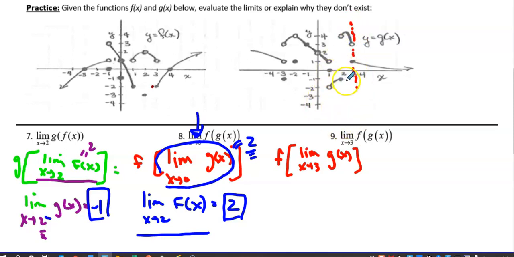So just like before, we have to do a left and we have to do a right.